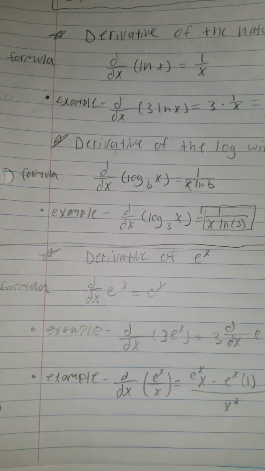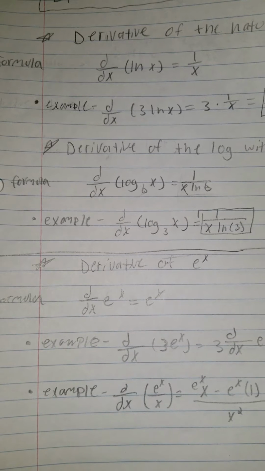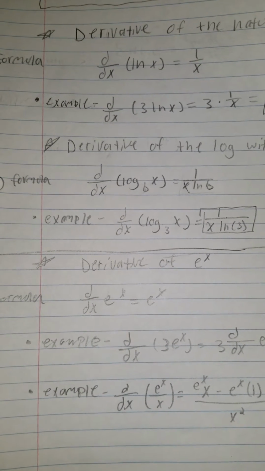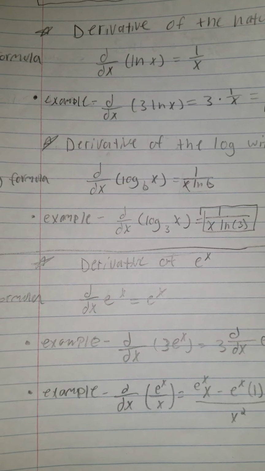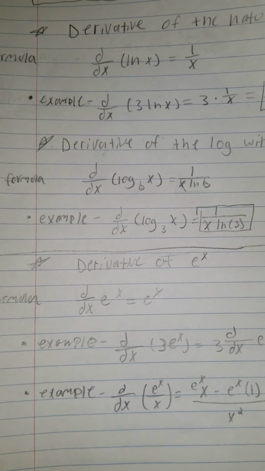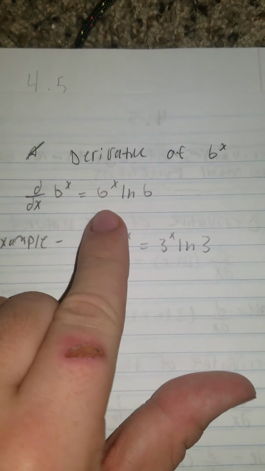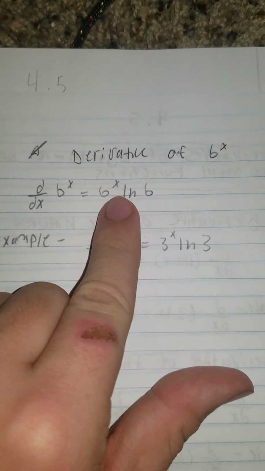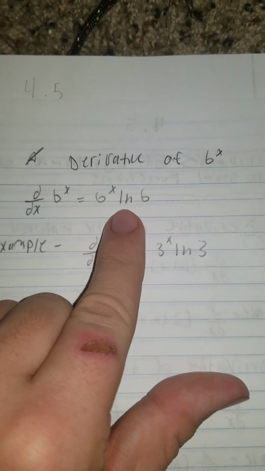Then we move on to the exponents. The exponent includes the derivative of e to the x and when b is raised to the x power. So the derivative of e to the x is just e to the x. For the derivative of b to the x, it's going to be b to the x times natural log, or ln, of b.